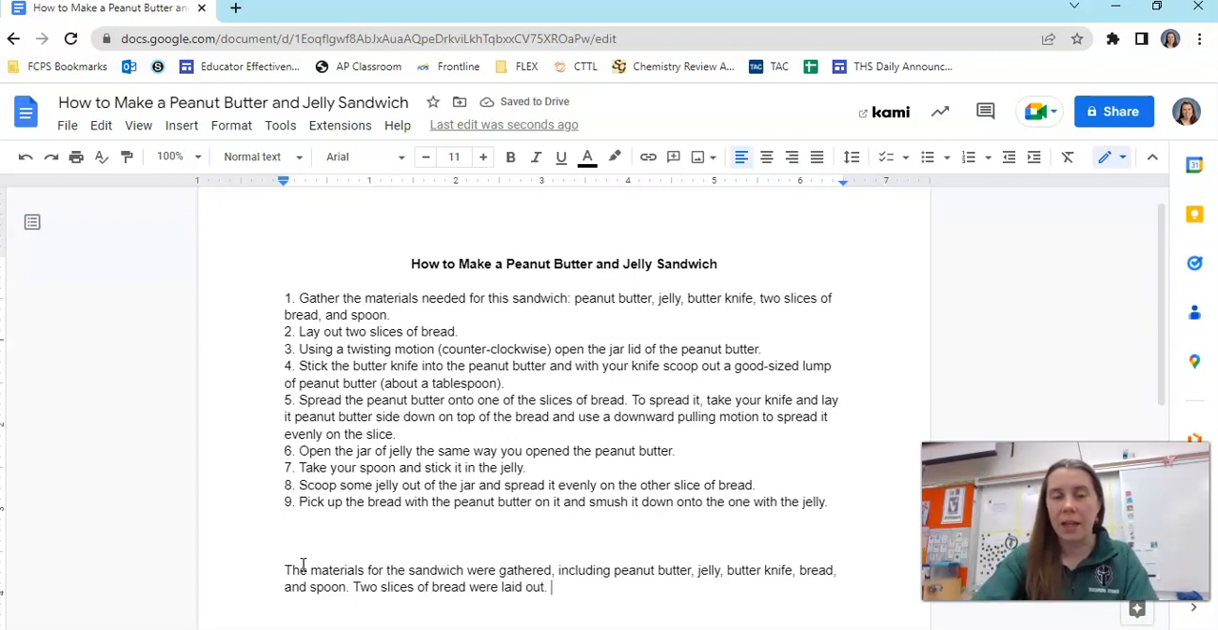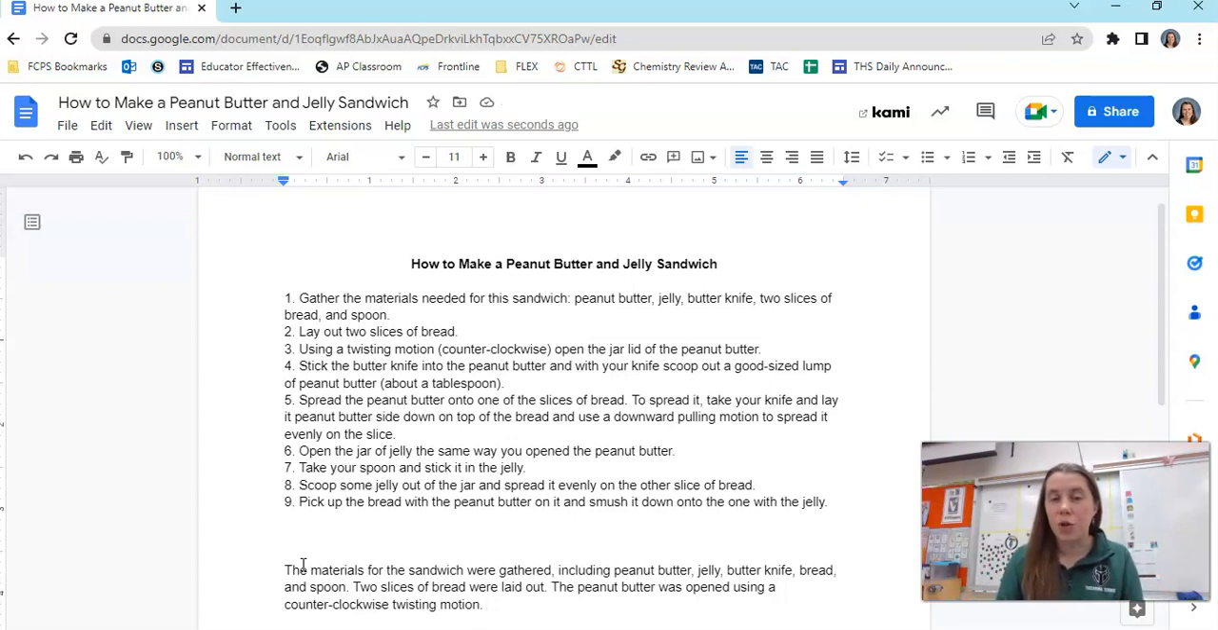All right, and then using a twisting motion in a counterclockwise direction, open the jar lid of the peanut butter. So this is just the instruction to open peanut butter. So you could just say the peanut butter was opened using a counterclockwise twisting motion. Okay, so this is now 3 sentences into our paragraph.